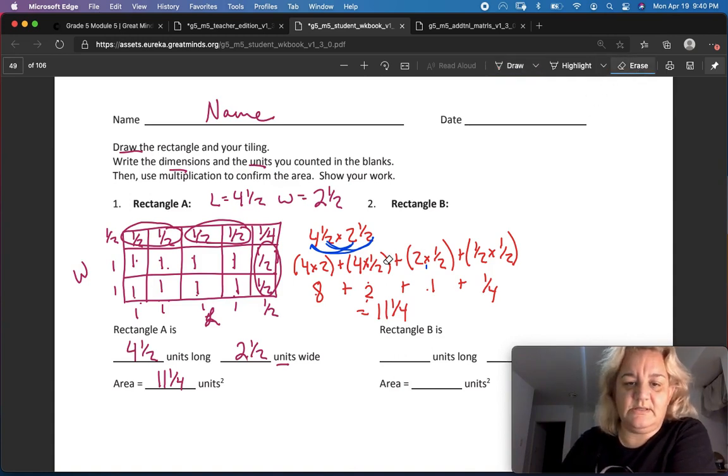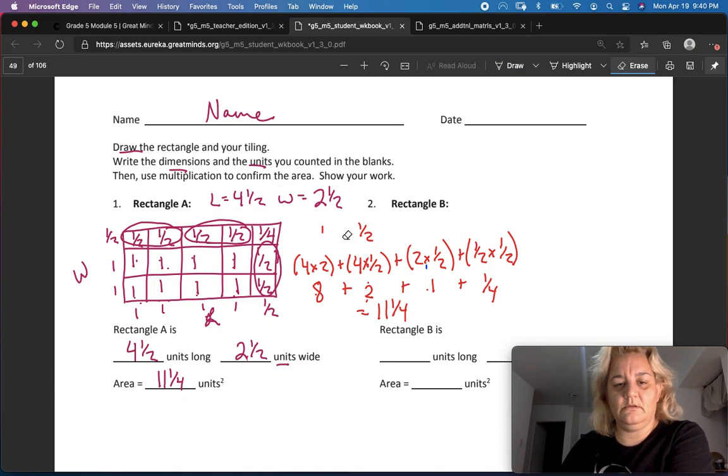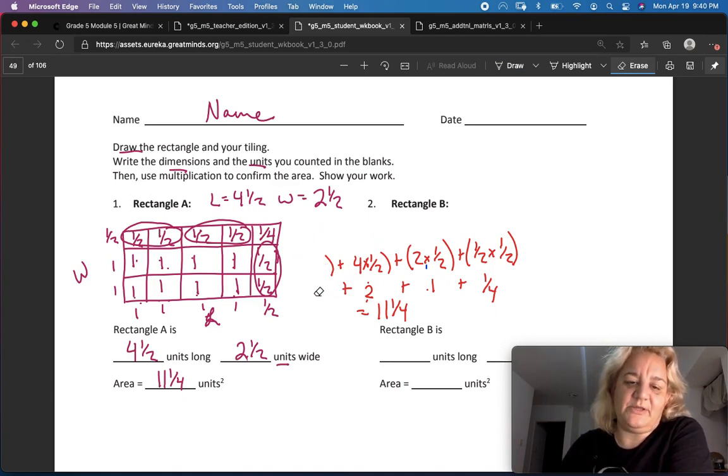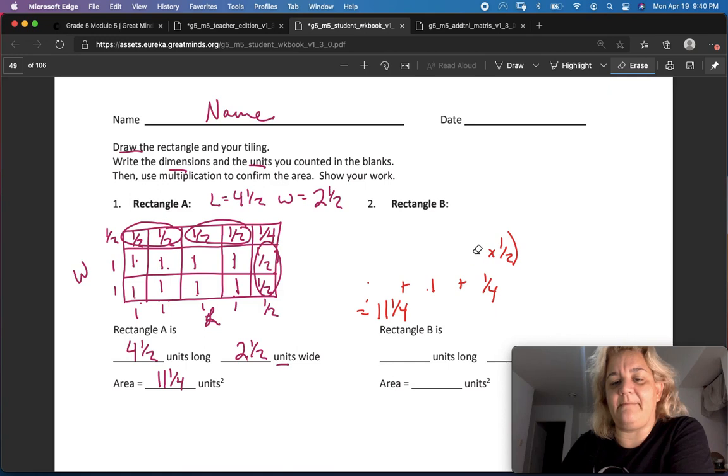You could, and pause here and write this down if you want to write it down. I'm about to erase it. Okay. Instead of using the distributive property, you could turn those into improper fractions and multiply across. Some people like that better. Some people like to use the distributive property a little bit better. It is up to you.